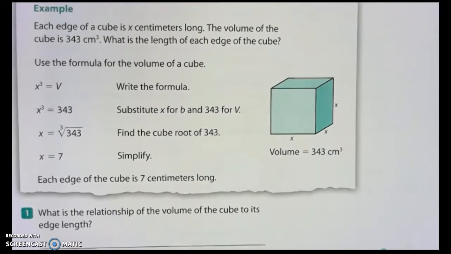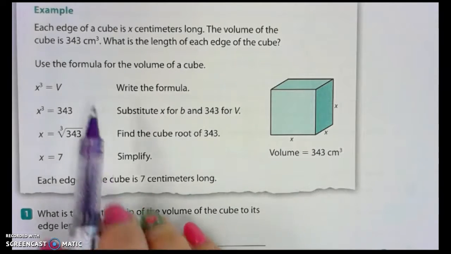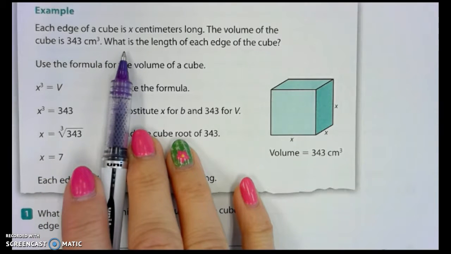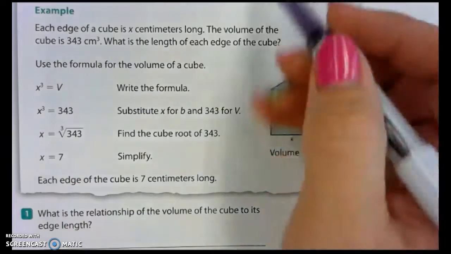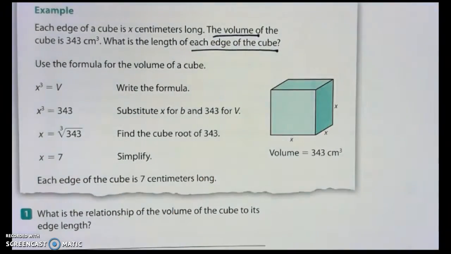The example says each edge of a cube is x centimeters long. The volume of the cube is 343 centimeters cubed. What is the length of each edge of the cube? So they want us to go from volume to a single edge. Okay, we're going from a volume, 3 dimensions, to an edge, which is 1 dimension.